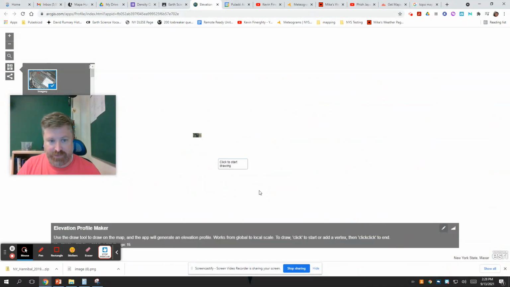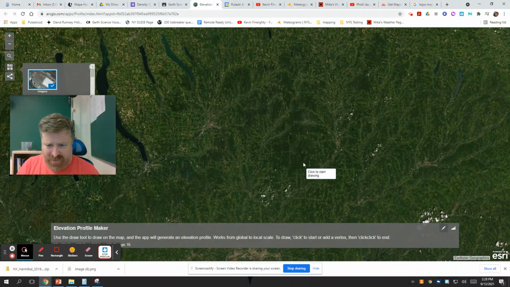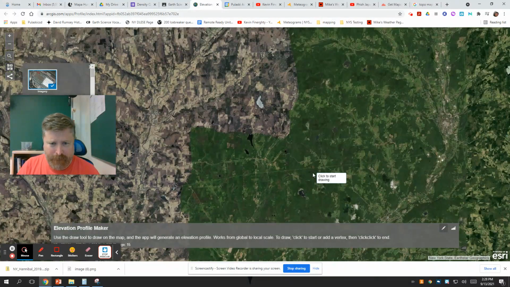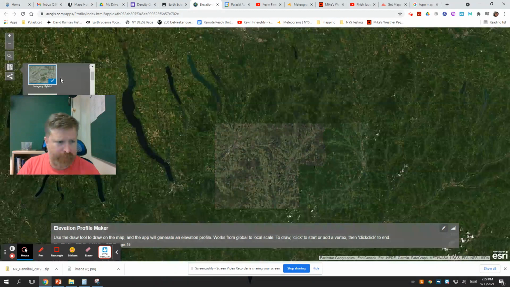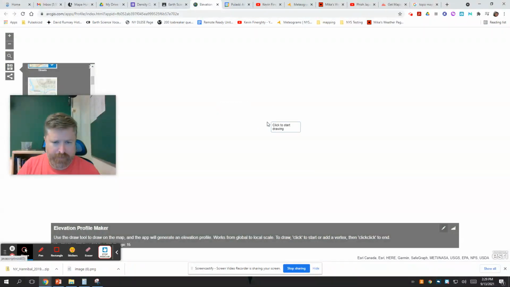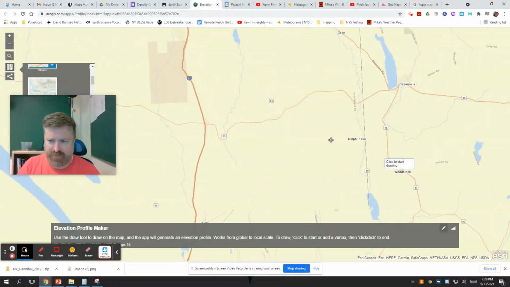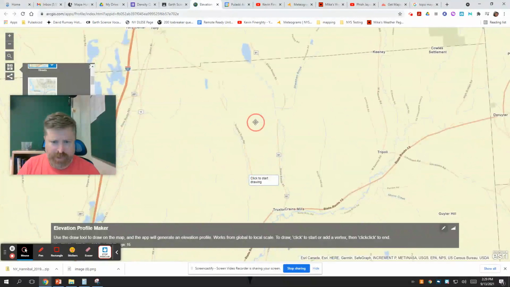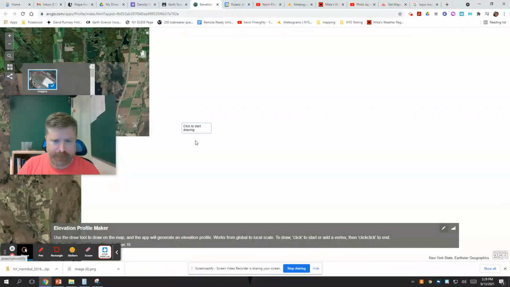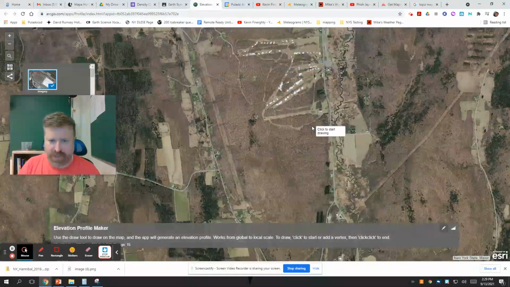Let's compare it just for giggles to a ski slope. I grew up skiing at Labrador, if we can find it here. I'm going to have to go back to roads for a minute. Bear with me, I appreciate it. Yep, right here. All right, I grew up skiing here. This is Labrador Mountain, if you've ever skied there.